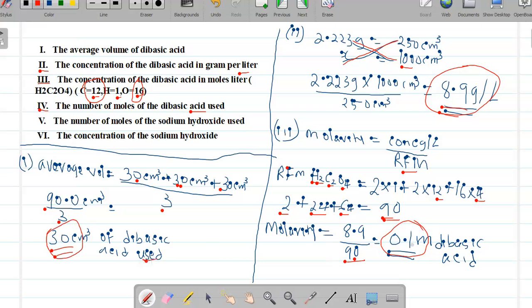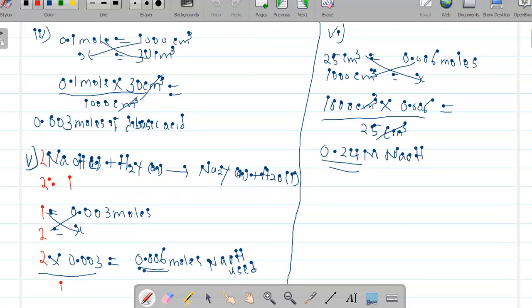This is the volume used, 30. So then you will say this molarity, 0.1 mole, is equal to 1000 centimeter cubed. 30 centimeter cubed, how much? Then you cross multiply: 0.1 molar times 30 centimeter cubed divided by 1000, because 1000 is multiplied by x. When you do that, you will get 0.003 moles of the dibasic acid used. This is the number of moles of the dibasic acid used.